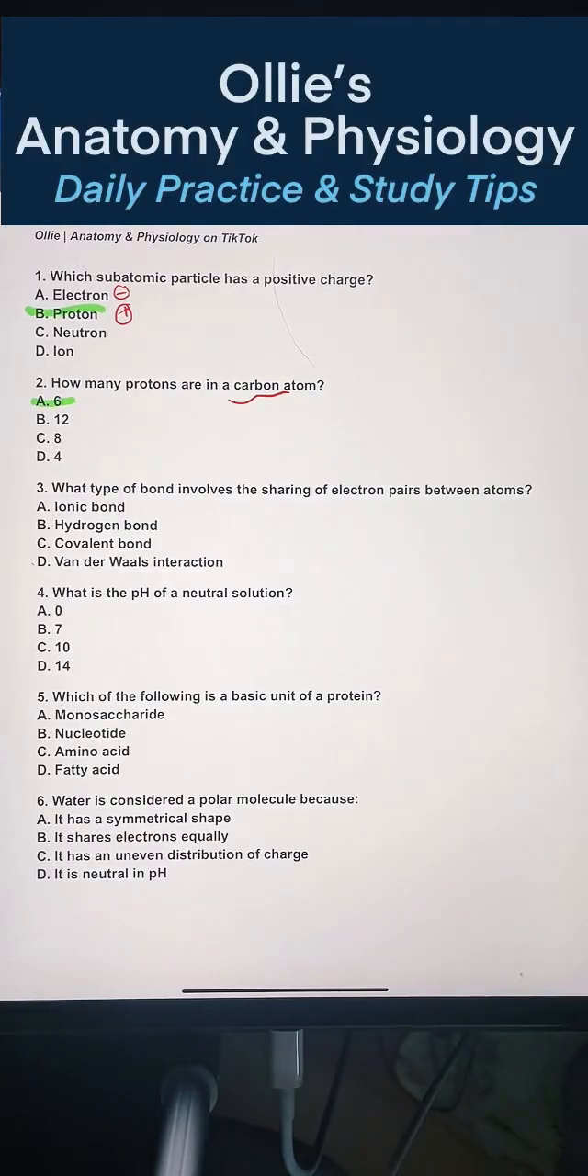Number 3, what is the type of bond that involves the sharing of electron pairs between atoms? Which one would that be?